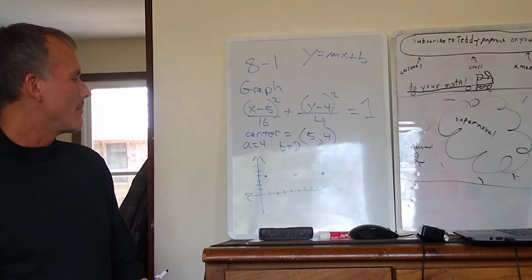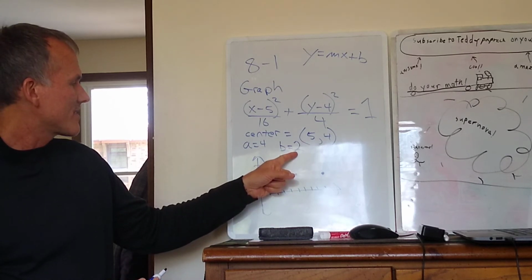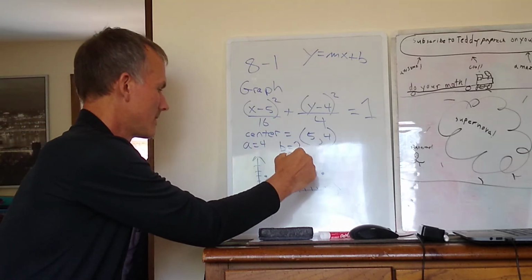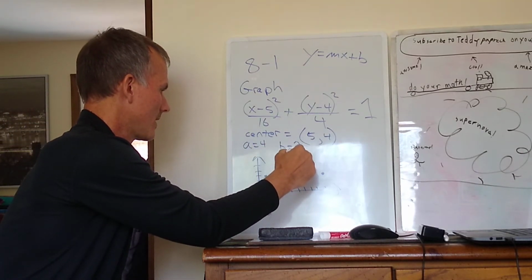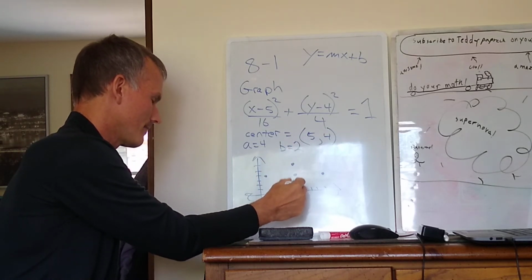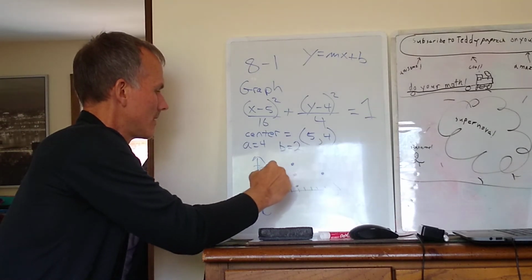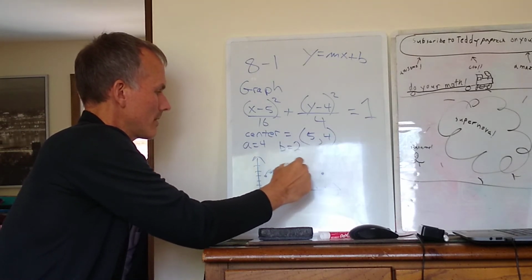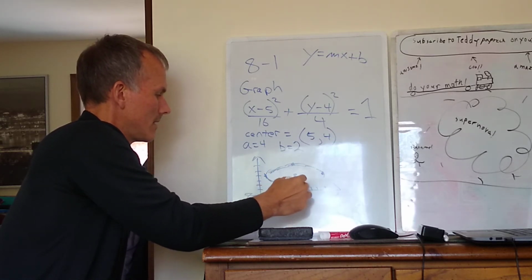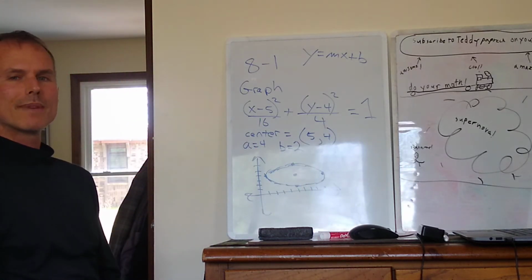To get to my minor axis vertices, or the endpoints of my minor axis, here's the length of my semi-minor axis. Go 2 units up, 2 units down. And then I just connect these with a smooth curve to make my ellipse. Okay, and there's my ellipse.